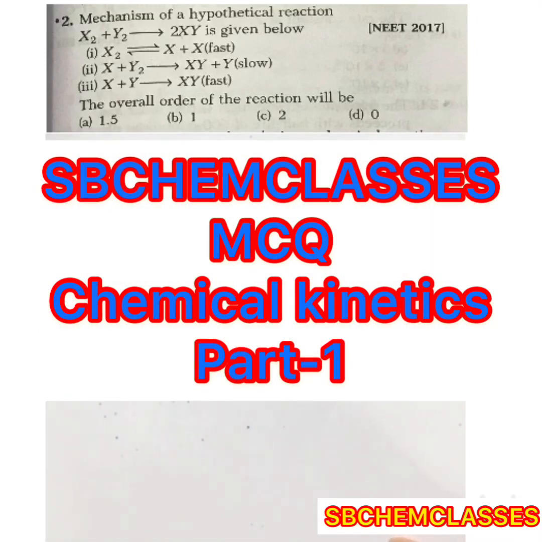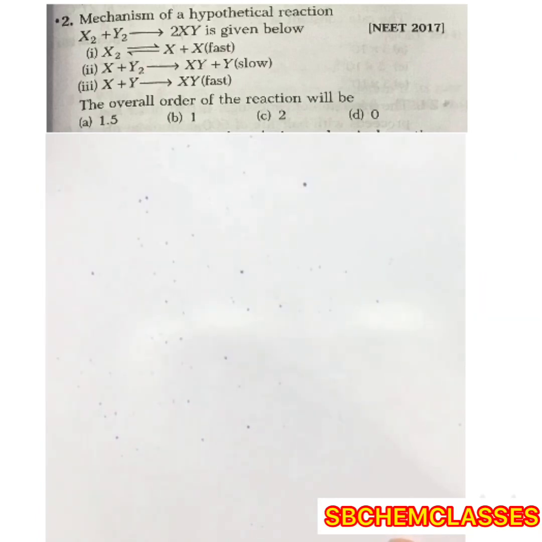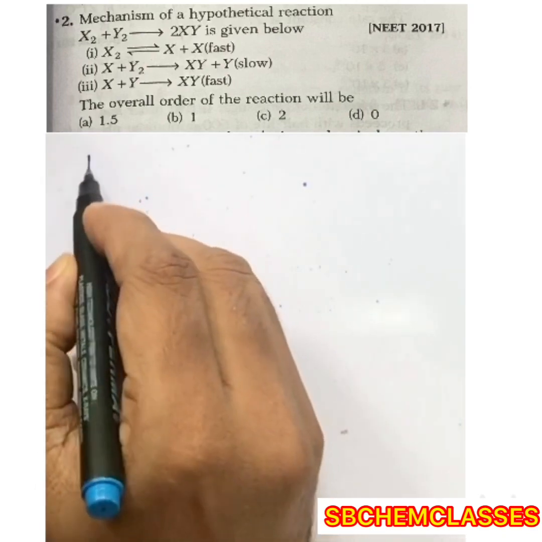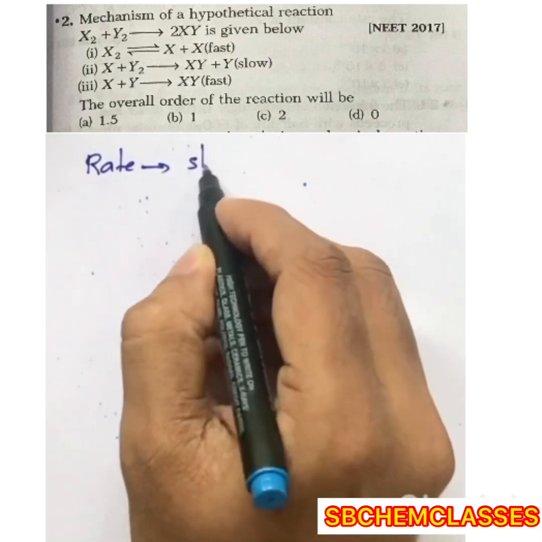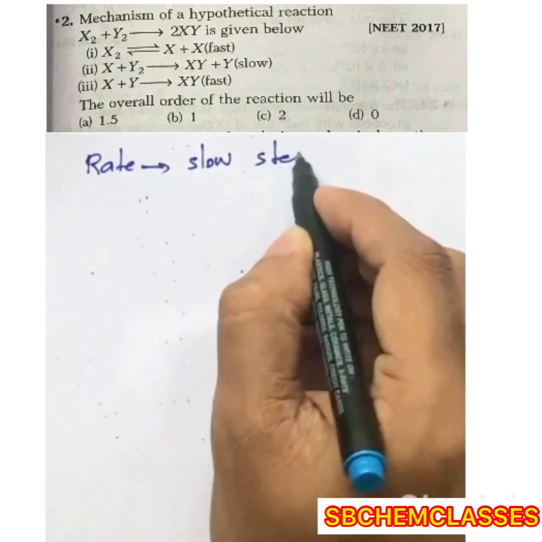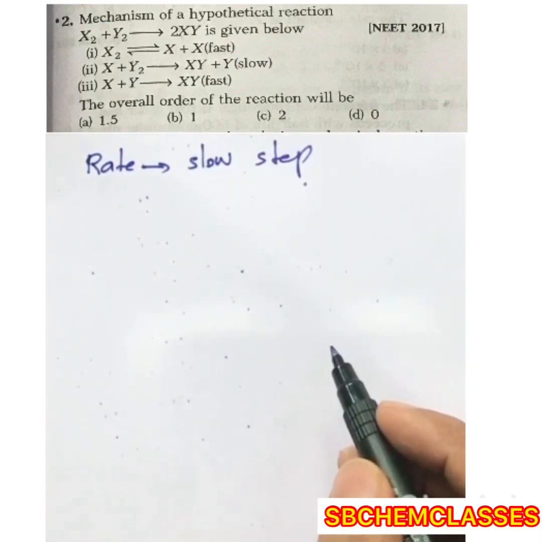Mechanism of a hypothetical reaction X2 plus Y2 become 2XY is given below. There are 4 steps. The overall order of reaction will be? We know that rate of reaction depends on the slow step of the reaction. The slow step is the second step.